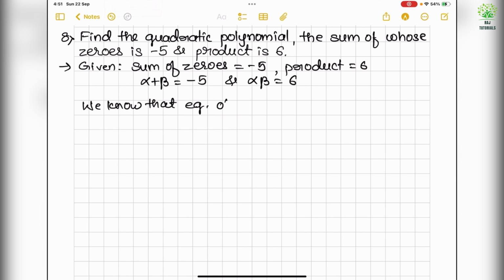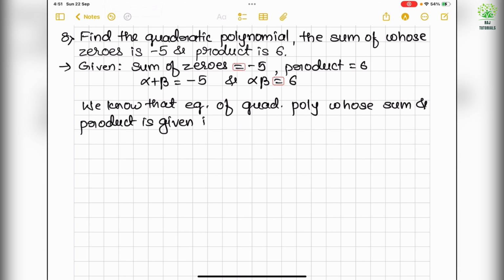So we know that equation of quadratic polynomial whose sum and product is given is k into x square minus alpha plus beta x plus alpha beta equal to 0.